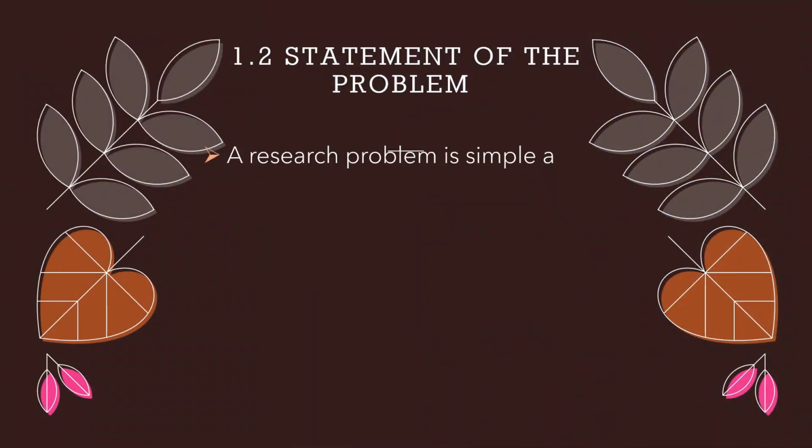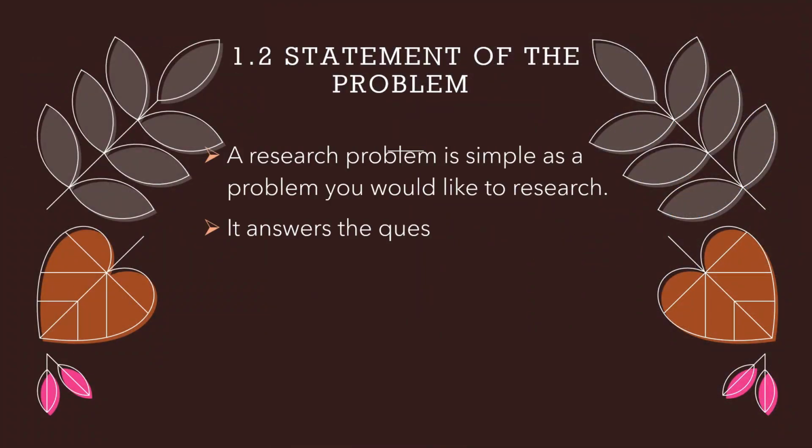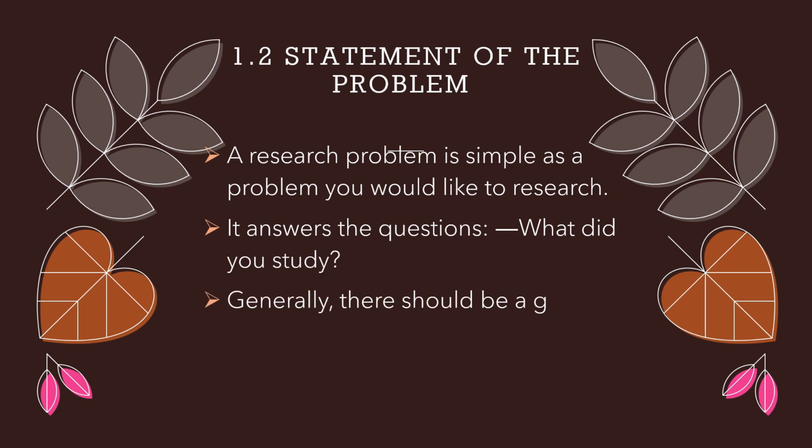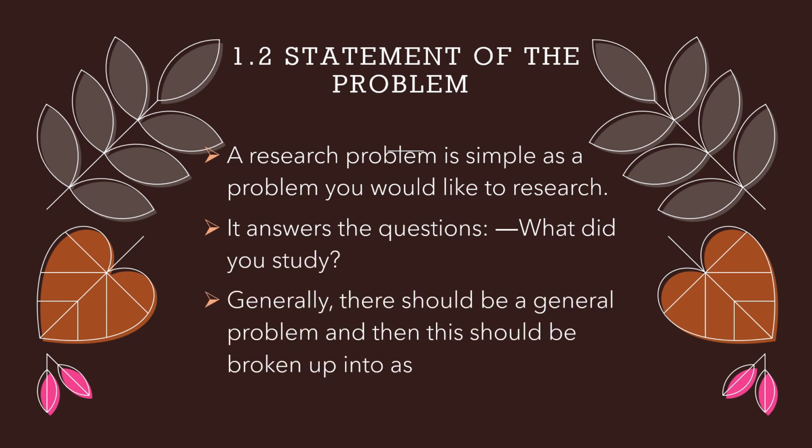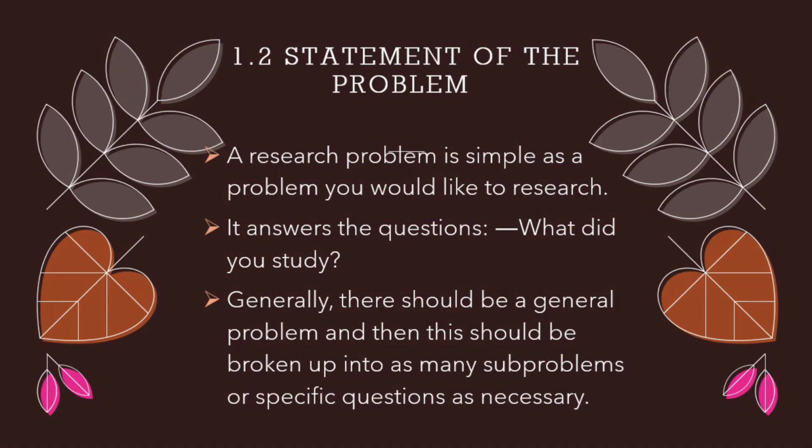Okay, next subsection, 1.2, Statement of the Problem. A research problem is simply a problem you would like to research. It answers the question, what did you study? Generally, there should be a general problem or main objective, and then this should be broken up into as many sub-problems or specific questions as necessary. In this section, you make it clear to the reader what you planned and how you have narrowed the scope of your study, and tell what the study is expected to achieve. Just a few sentences will be sufficient.